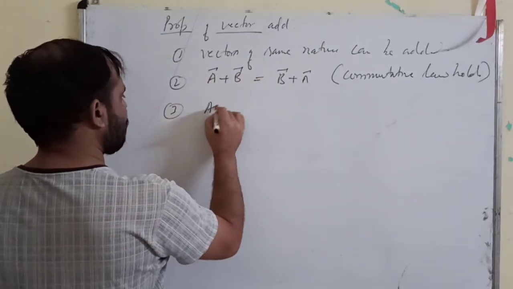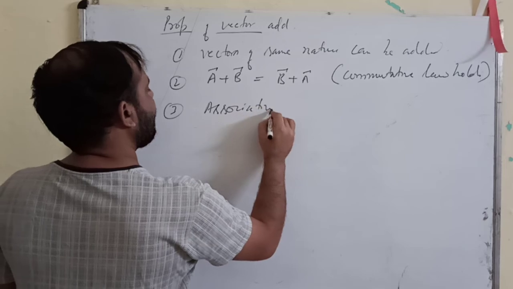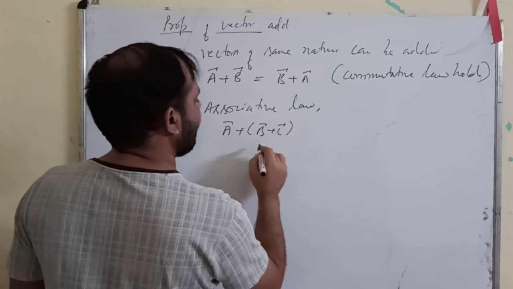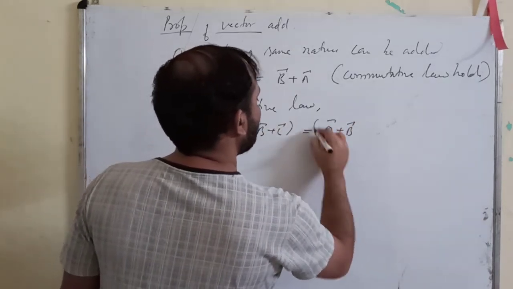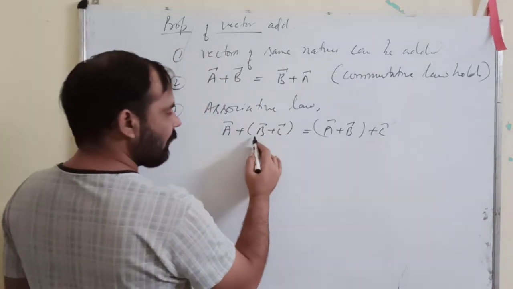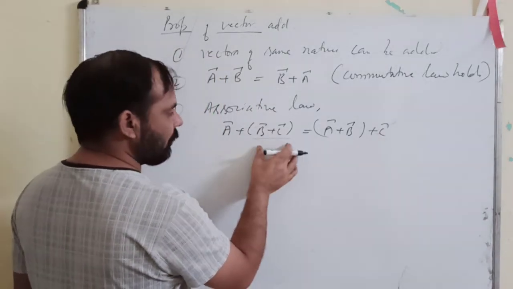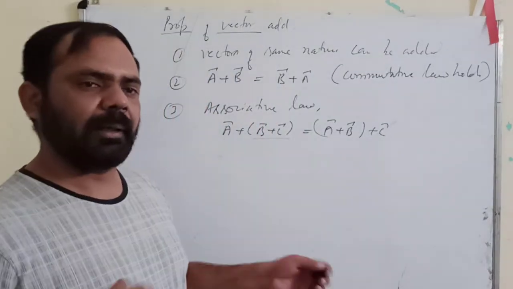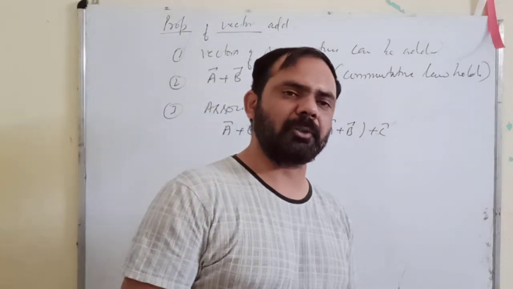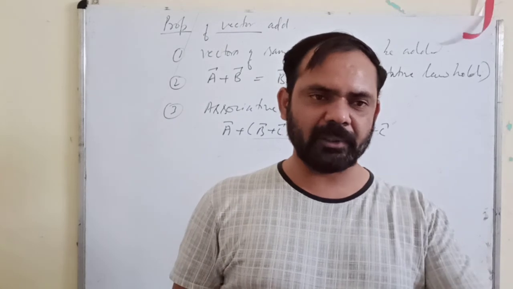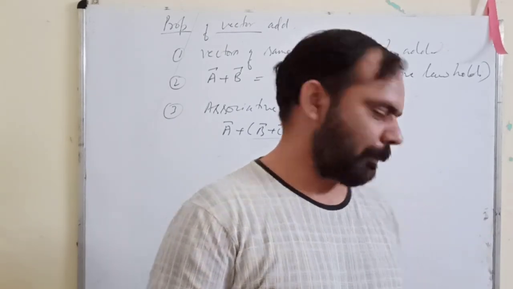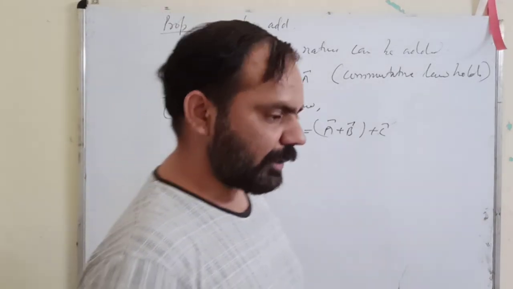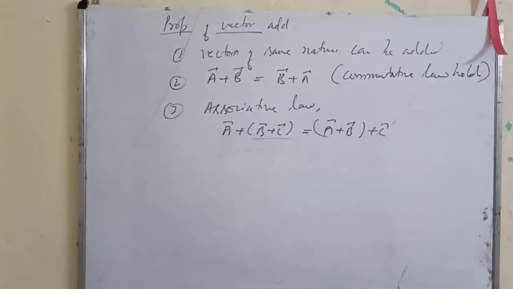The third one is the associative law. It means that if you have three vectors, A plus B plus C is equal to A plus B plus C in any grouping. You can add B and C first and then to their result add A, or you can add A and B first and to their result add C. It doesn't matter. The result will be the same. If you have three vectors to add, you can add any two of them first and then to their result add the third vector. That is your associative law. So today we will keep it up to here only.